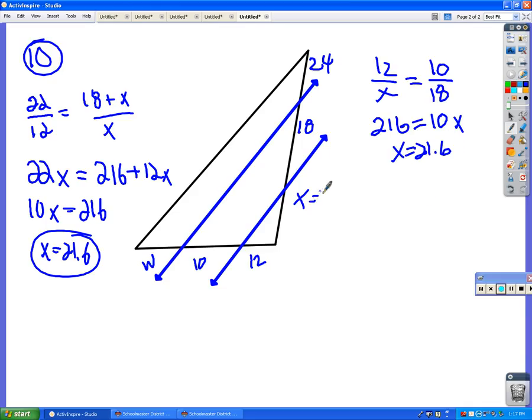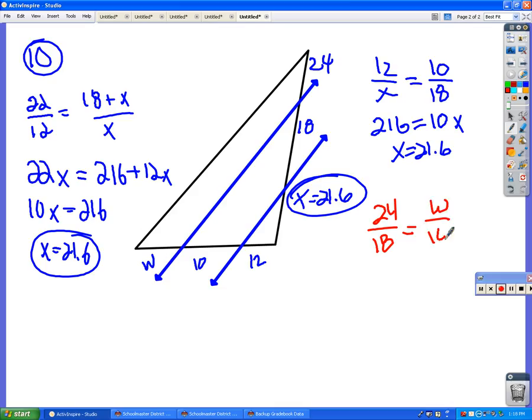Okay, so now we know that x is 21.6. Now we need a proportion to get double. Anybody want to try that one? Can I do it? I don't know, can you? Go ahead. Try 24 over 18 and W over 10.